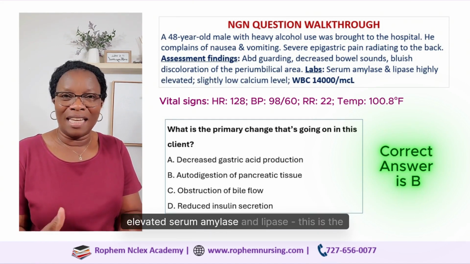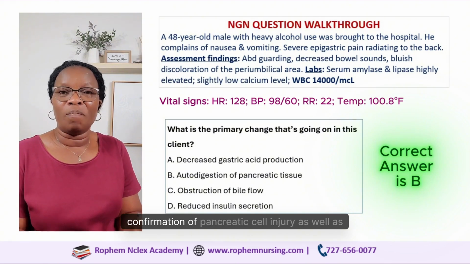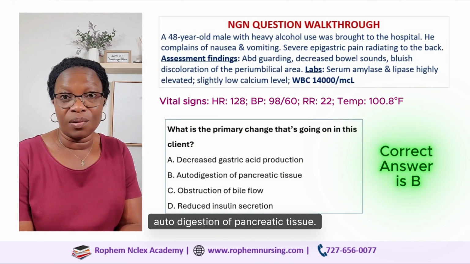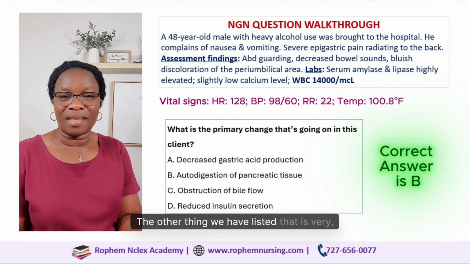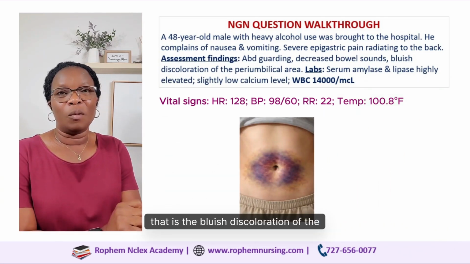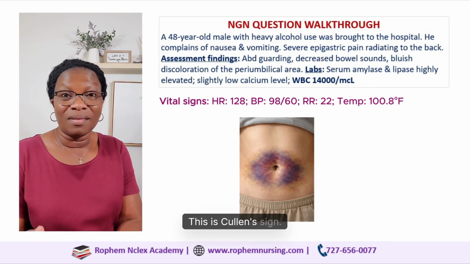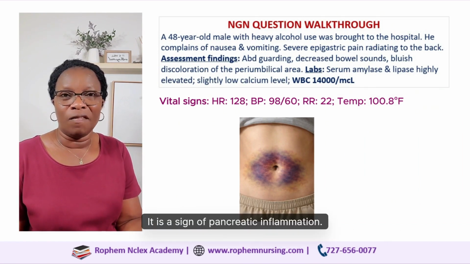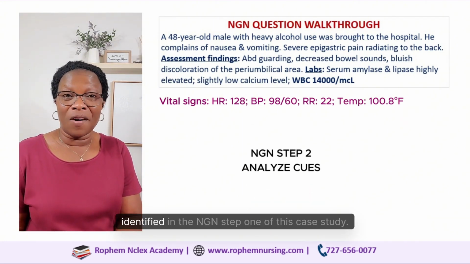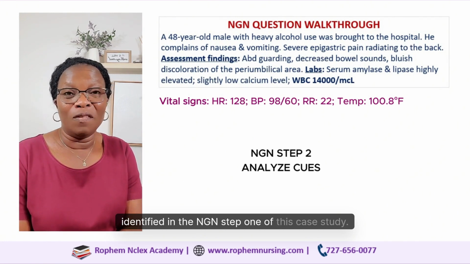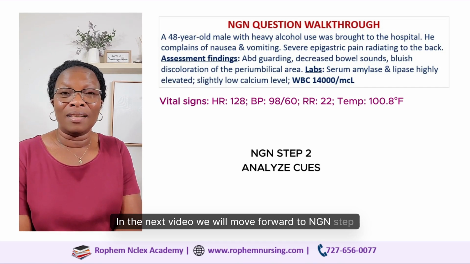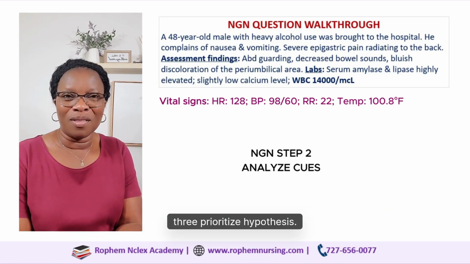Elevated serum amylase and lipase, this is a confirmation of pancreatic cell injury, as well as autodigestion of pancreatic tissue. The other thing we have listed that is very, very important is the bluish discoloration of the periumbilical area. This is Cullen's sign. It is a sign of pancreatic inflammation. This is the analysis of the information we identified in the NGN step 1 of this case study. In the next video, we will move forward to NGN step 3, prioritize hypotheses.